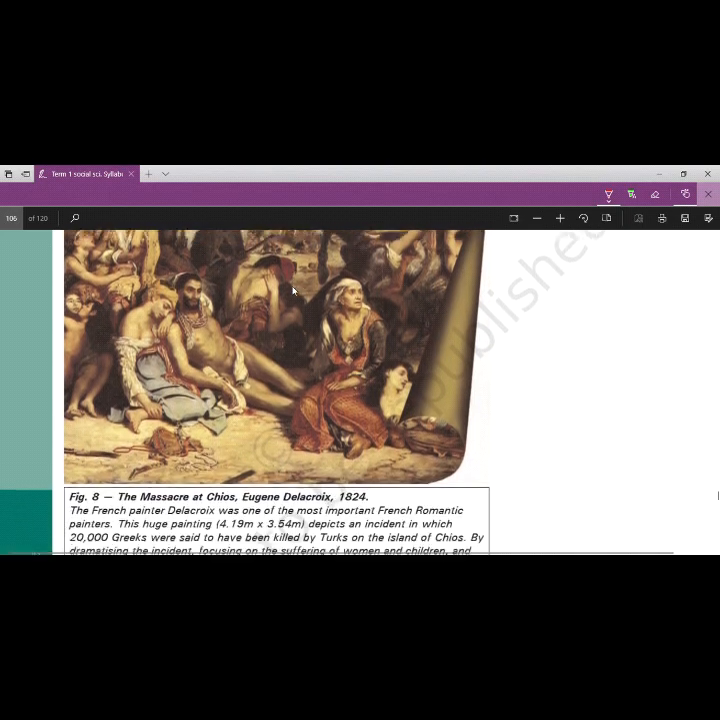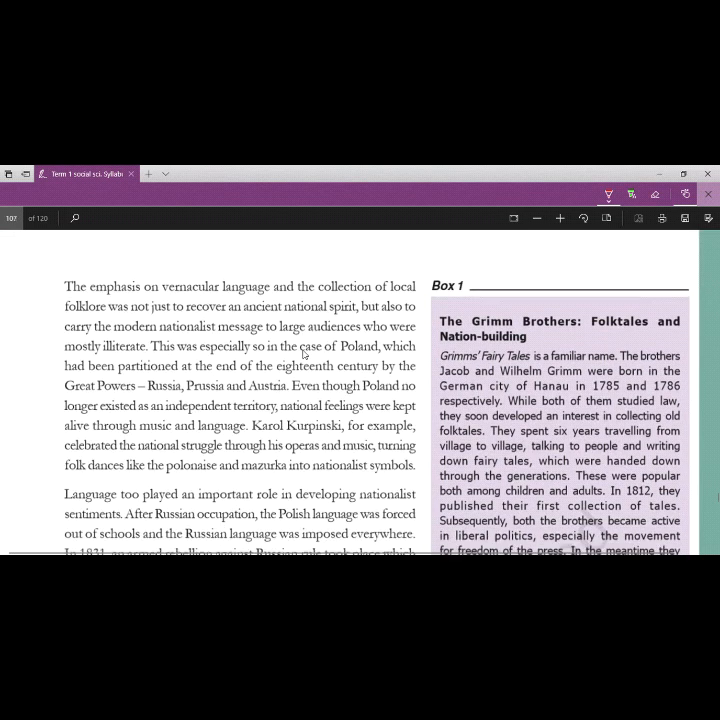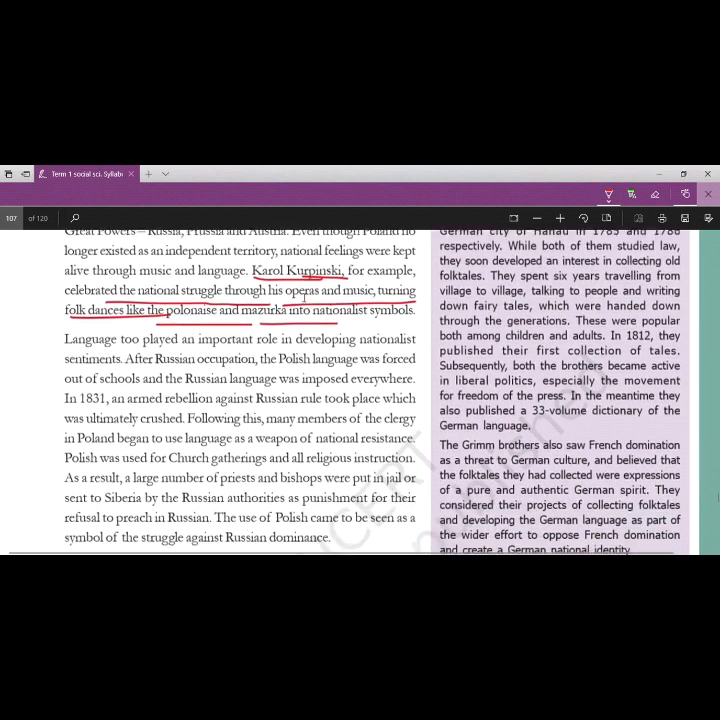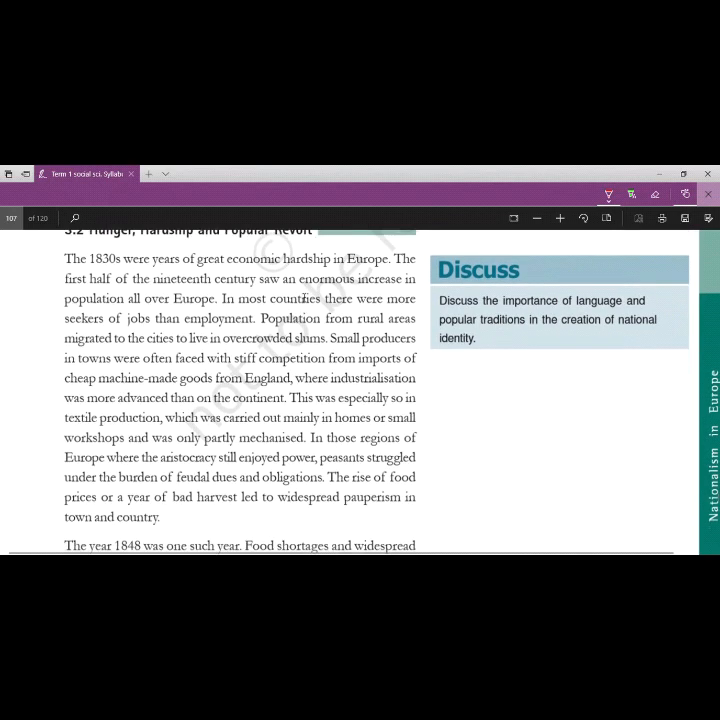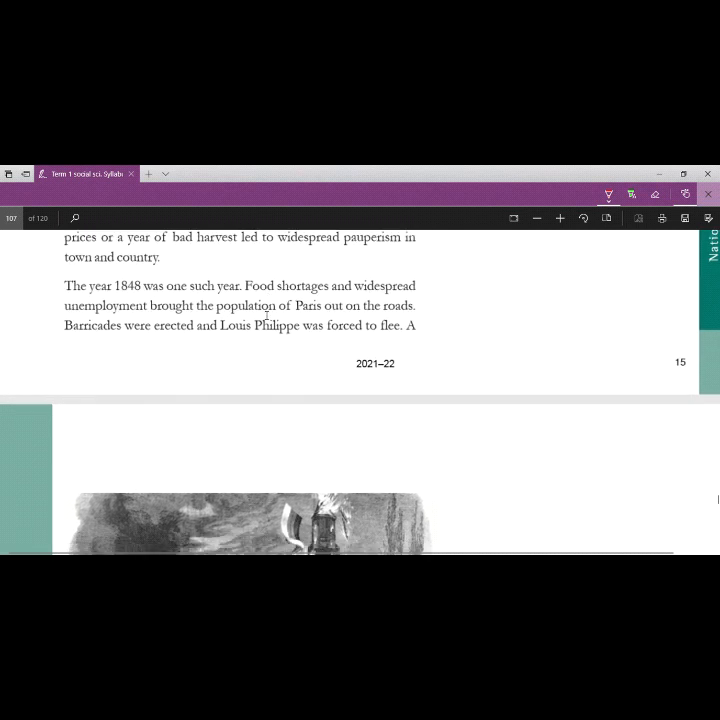Then your next portion began. German philosopher Johann Gottfried Herder claimed that true German culture was to be discovered among the common people. I am repeatedly saying that any question can come. Then there are some dance forms, Polonaise and Mazurka. Karol Kurpinski, for example, celebrated the national struggle through his operas and music, turning folk dances like this. The dance forms which I just told you. Hunger, hardship, and popular revolt. Year 1848 was one such year.